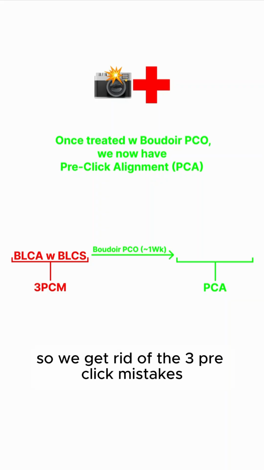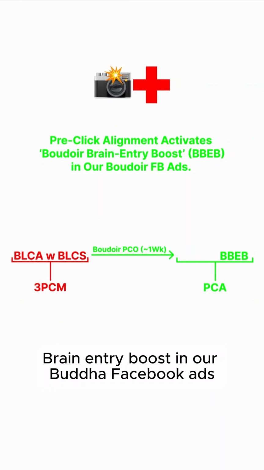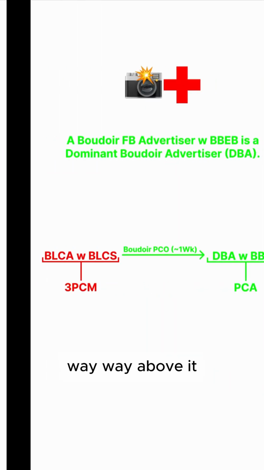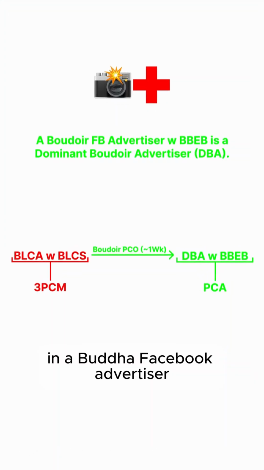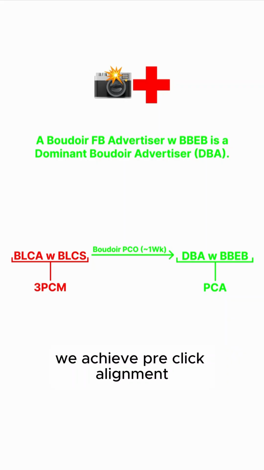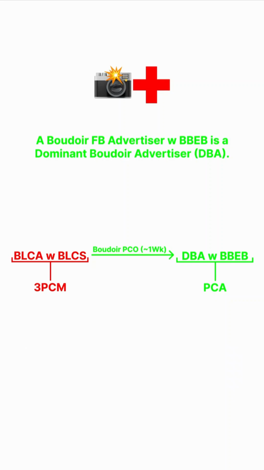So we get rid of the 3 pre-click mistakes. We achieve pre-click alignment. And pre-click alignment activates Boudoir brain entry boost in our Boudoir Facebook ads. Basically, we get our unique CTR above 6%, ideally way, way, way above it. And a Boudoir Facebook advertiser with Boudoir brain entry boost is a dominant Boudoir advertiser, a DBA. So this is our universe. We got BLCA with BLCS. It's caused by the 3 pre-click mistakes. We get treated with Boudoir Pico, takes about a week. We achieve pre-click alignment. We become a dominant Boudoir advertiser with Boudoir brain entry boost.